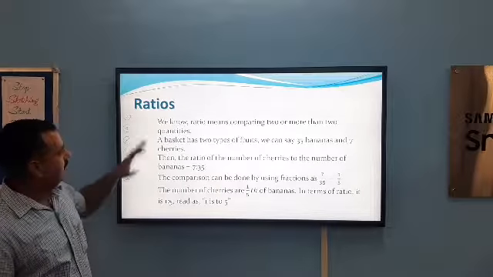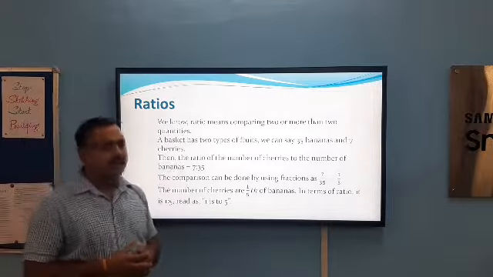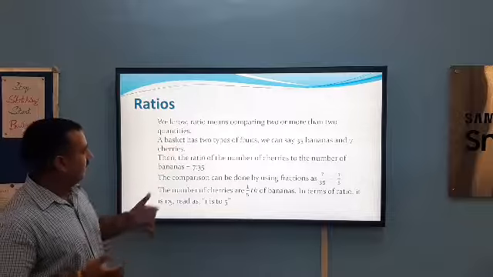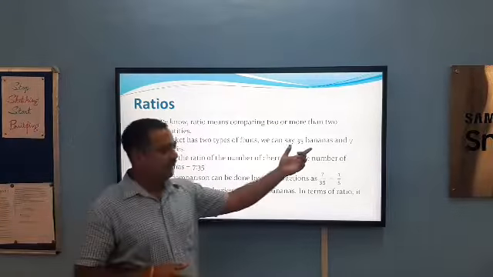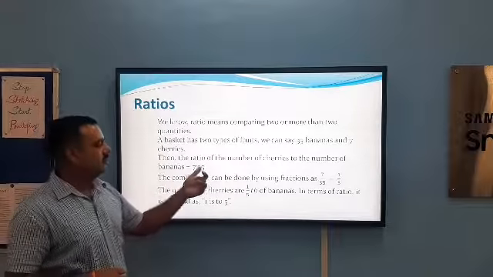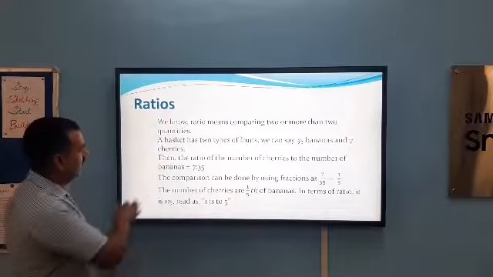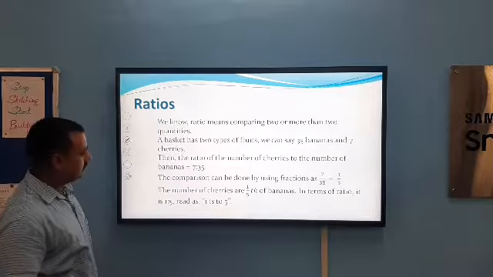Now first of all we study ratio. We know ratio means comparing two or more things. If, for example, a basket has two types of fruits, we can say 35 bananas and 7 cherries. Then the ratio of the number of cherries to the number of bananas is 7 ratio 35.